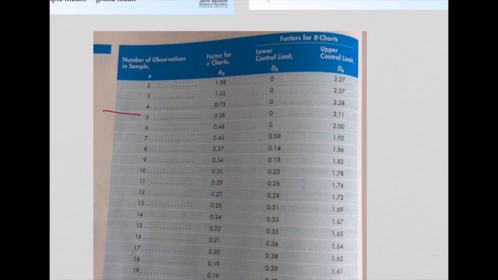So if you take a look at sample size 5 right here, it gives you the factors for your upper control limit and lower. So this is the A2 that you use in your upper control limit for the X bar chart and lower control limit for the X bar chart. And these are the factors that you use for the range charts right here. Okay, so we'll do a problem like that and you'll see exactly how we are supposed to use that. All right, so let's get to that.